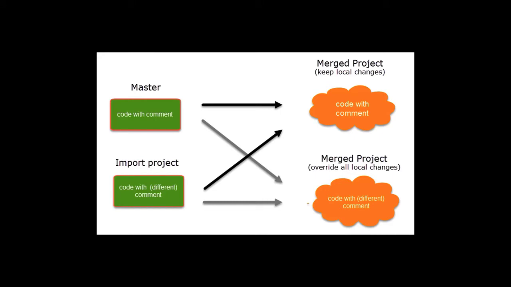Then you need to decide what should happen. If you want to keep everything that is in the master project, then it means keep local changes. And the other option is to say, no, I want to keep everything that is in the import project, and then you select overwrite all local changes. So you always need to decide in your mind what's your master project and what is your import project, and which project should win. In terms of the keep local changes and override option, it's the project that is first opened that is the master, and the one that you merge into is the import project.